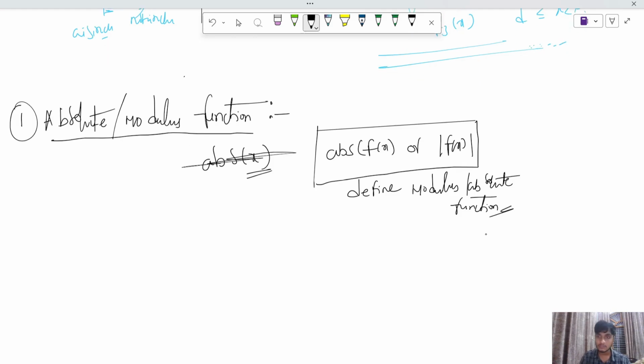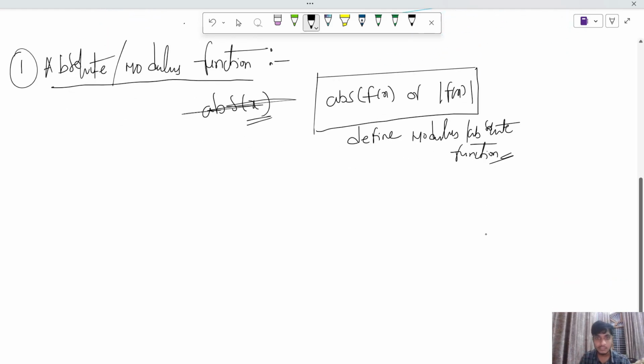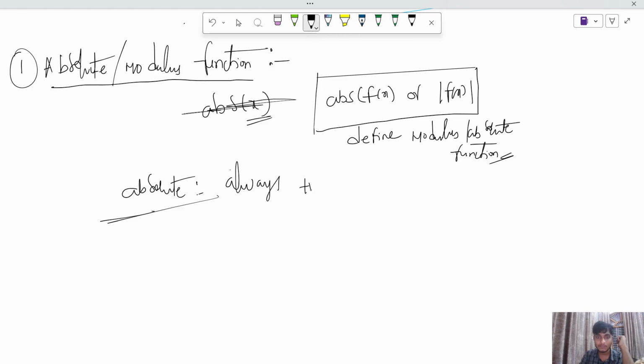Okay, let's understand more about it. Before starting to plot this, I want to ask a simple question: what is absolute? Absolute means always positive. I'll take a simple example.